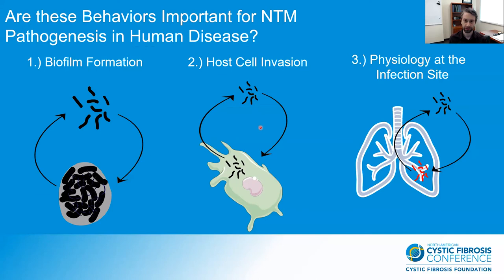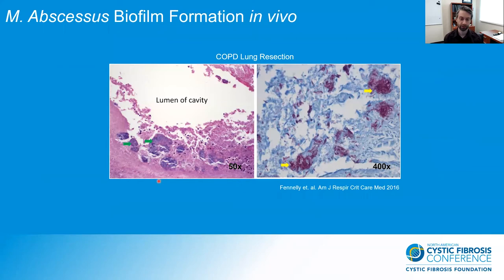I'd like to point out that there's been some nice work lately spearheading this initiative in terms of biofilm formation. This is from the Schultz lab, looking at Mycobacterium abscessus in a lung sample from a patient who had COPD. What you can see here in dark purple are clumps or clusters of Mycobacterium abscessus, indicating that it's likely some form of biofilm happening in vivo.